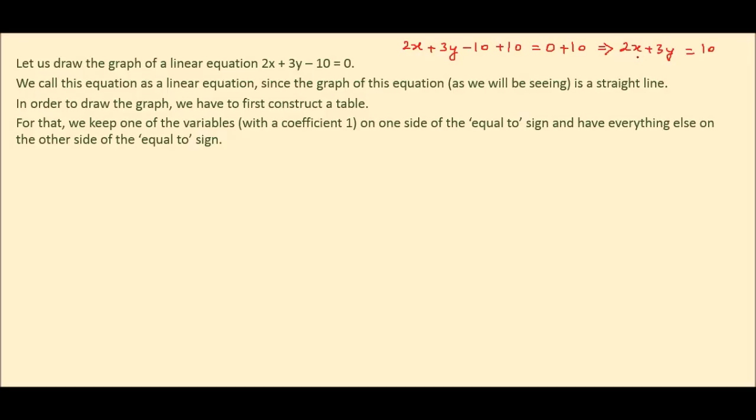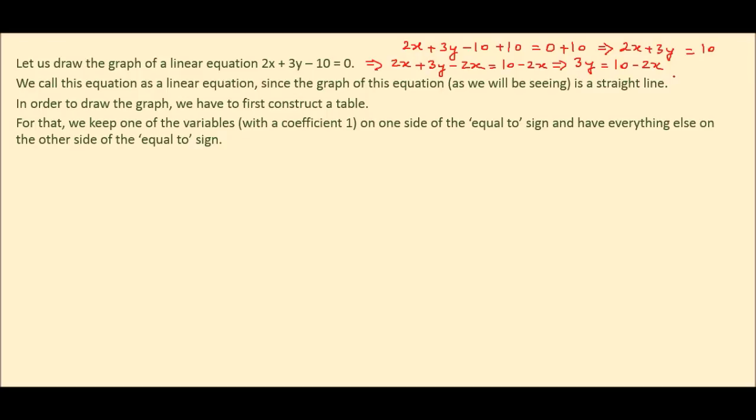Now we add a negative 2x to both the sides. So this becomes 2x plus 3y minus 2x is equal to 10 minus 2x. Again, this positive 2x and negative 2x get cancelled. So now we are having 3y is equal to 10 minus 2x.